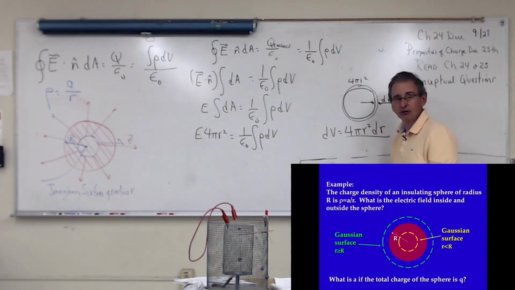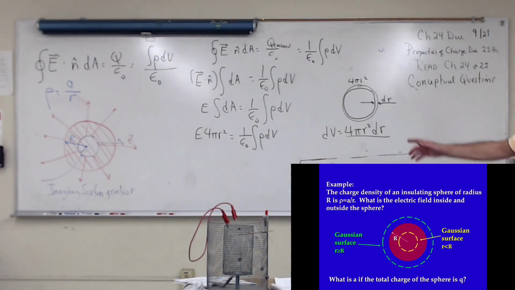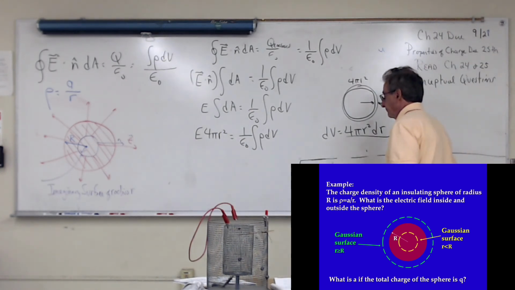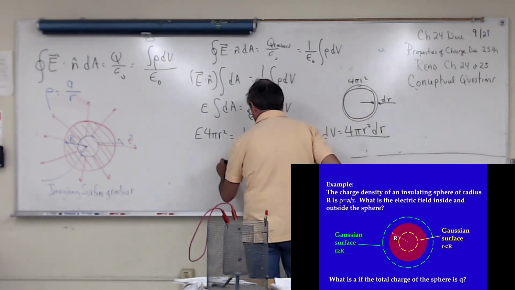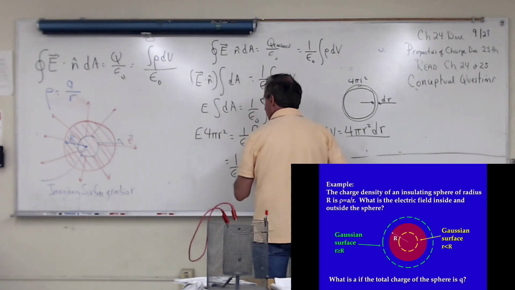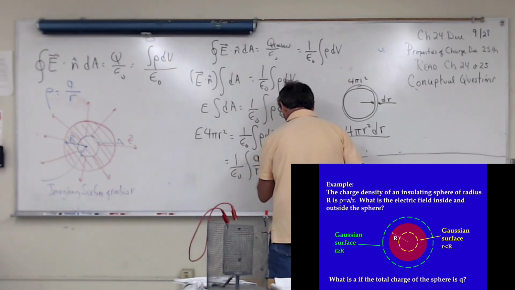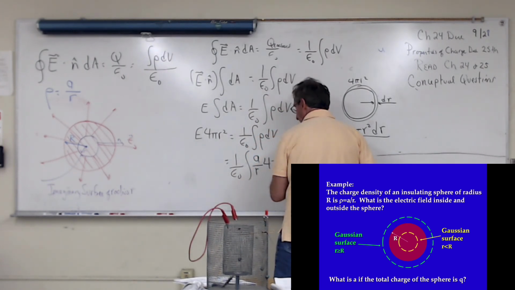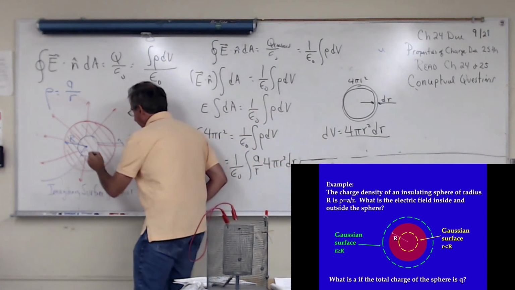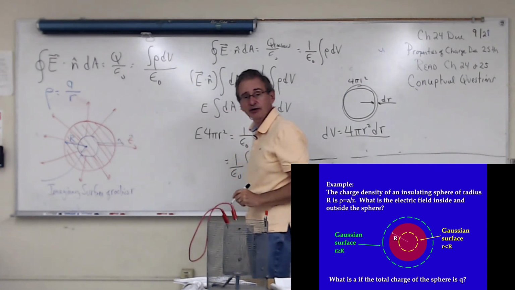And what if you integrate that? Don't you get 4/3 pi r cubed? If you integrate that, you get 4/3 pi r cubed, which is the volume of a sphere. So I'm going to get 1 over epsilon naught times my density, and I'm going to integrate from 0 to whatever the surface of my imaginary sphere is.